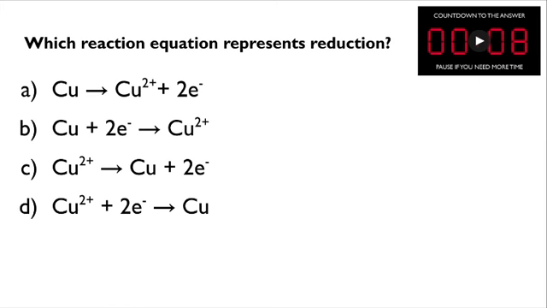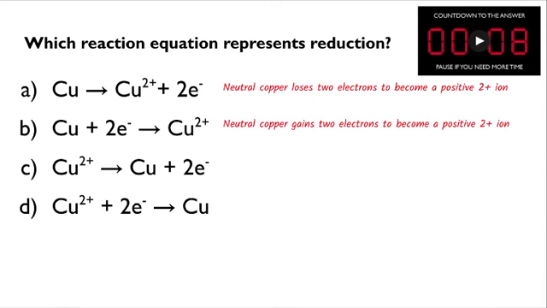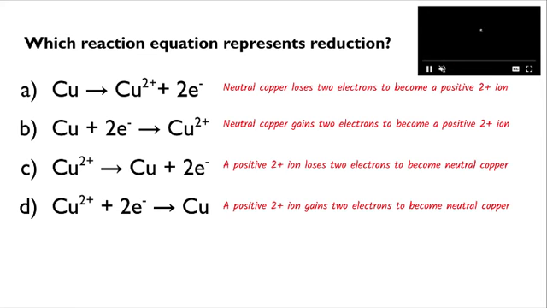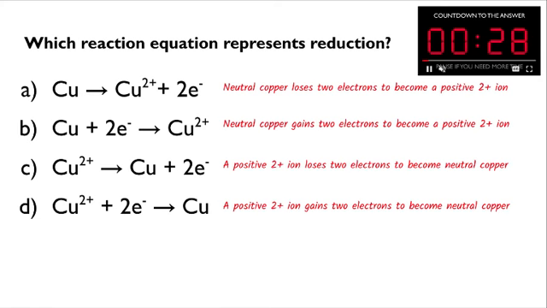Let's look at another example. Which reaction equation represents reduction? We're looking at the same options as before, so we're still looking at neutral copper losing 2 electrons to becoming a positive 2 ion in the first option. In B, we're looking at neutral copper gaining 2 electrons to become a positive 2+ ion. In C, we're looking at a positive 2+ ion losing 2 electrons to become neutral copper. And in D, we're looking at a positive 2+ ion gaining 2 electrons to become neutral copper. So take a moment to think about which of these represents reduction. Pause the video if you need more time.